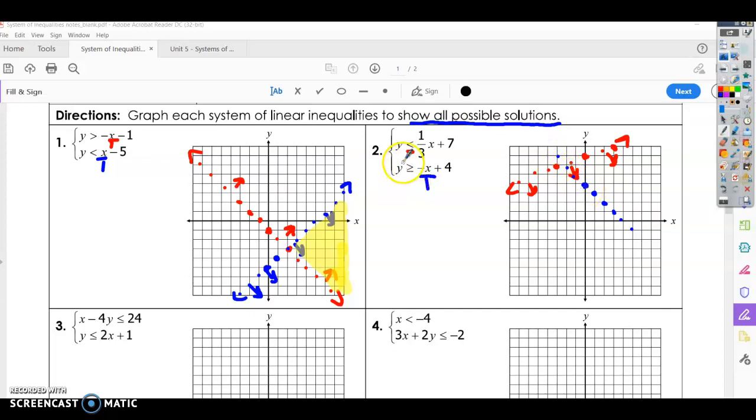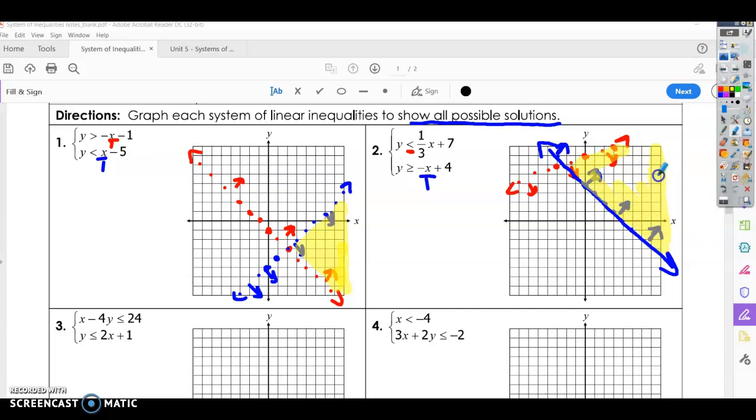All right, now this one says greater than or equal to. So the line underneath that tells me that this one is actually going to be a solid line. And greater than means above the line. So all possible solutions are going to be below the red line and above the blue line. So it's going to be in this area here.